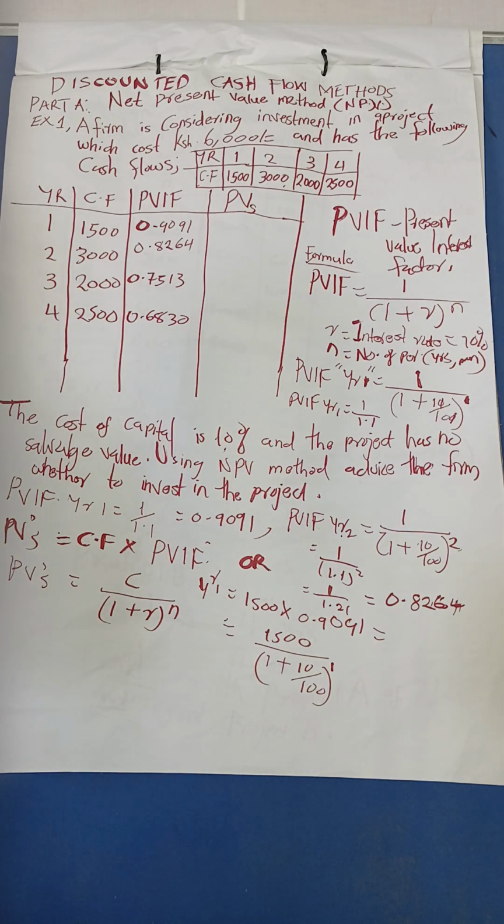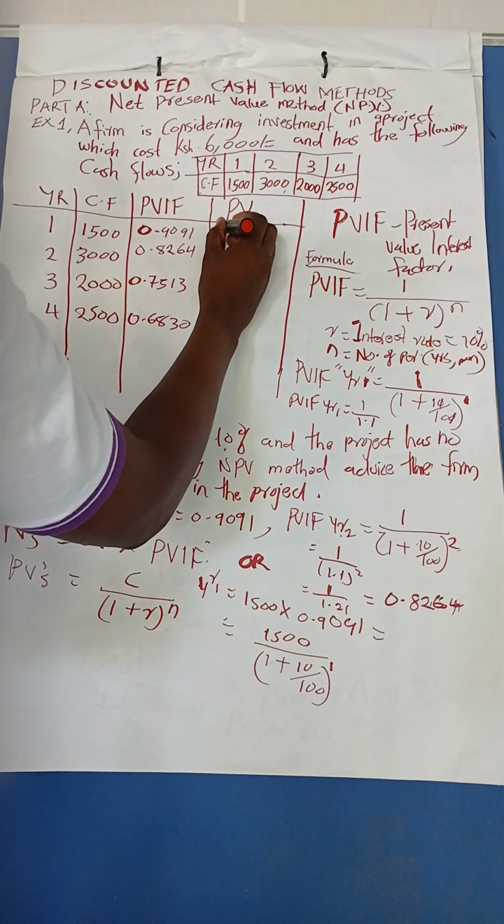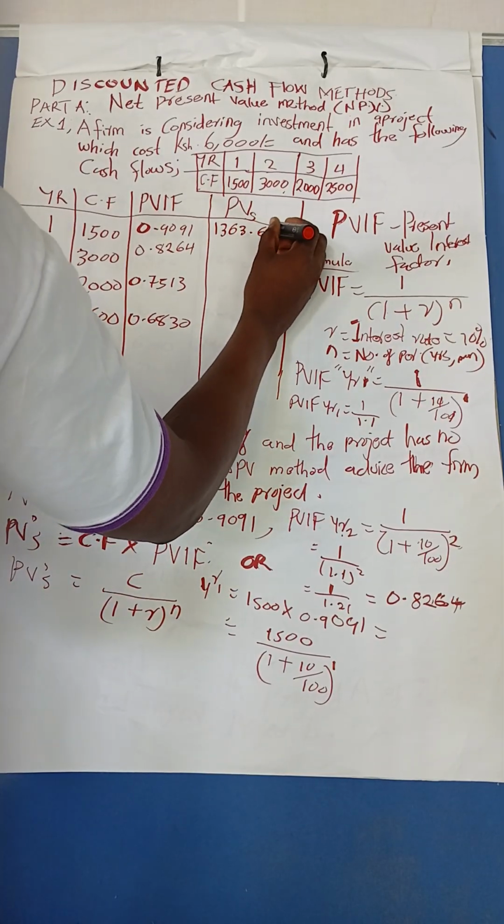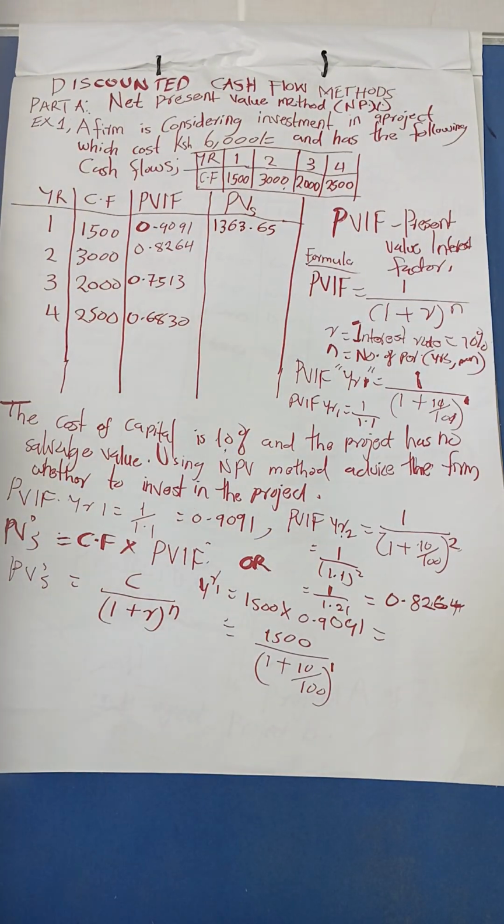So the first one, I'll do it practically. 1500 times 0.9091. I have 1363.65. Yes?